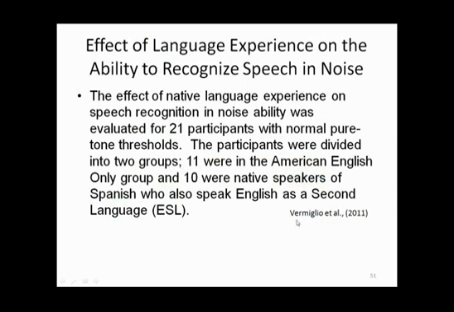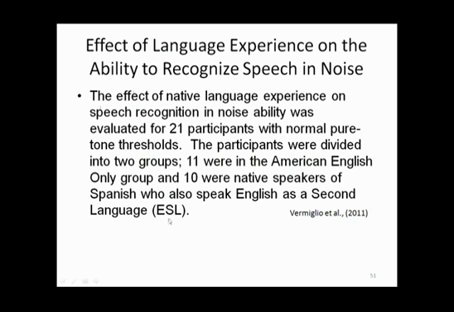We also looked at a study in 2011, which we presented at the ASHA conference in San Diego, 2011. We're looking at the effect of language experience on the ability to recognize speech in noise.